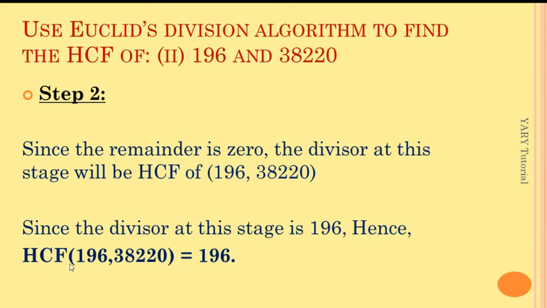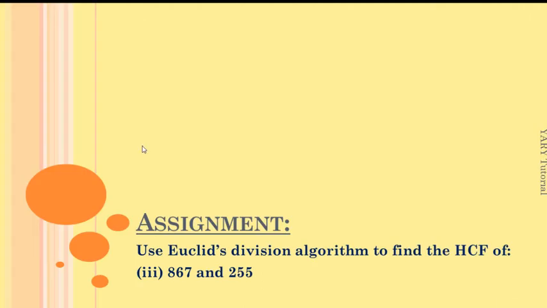Therefore, our HCF of 196 and 38,220 is equal to 196. 196 is the divisor, the HCF of 196 and 38,220. You can do the similar steps till you get 0. You have to repeat and complete this question.